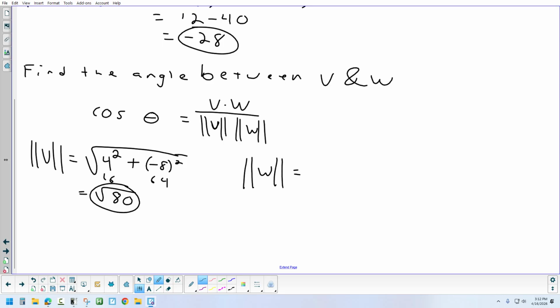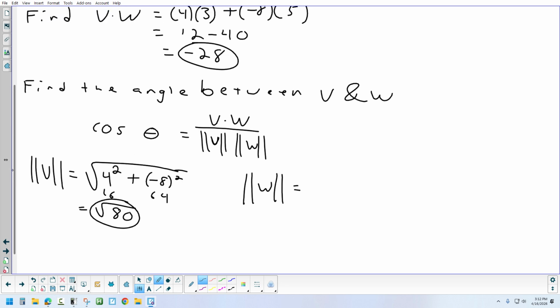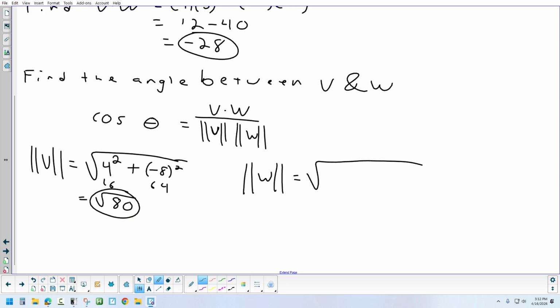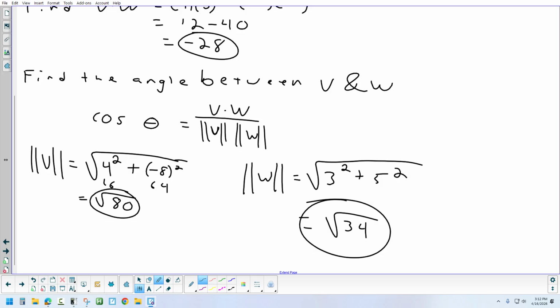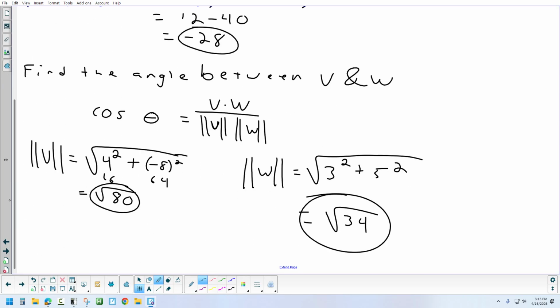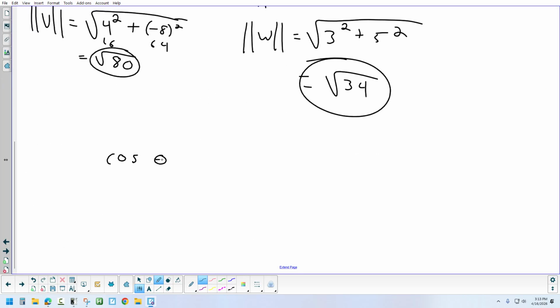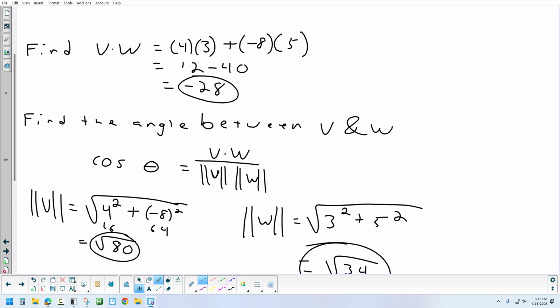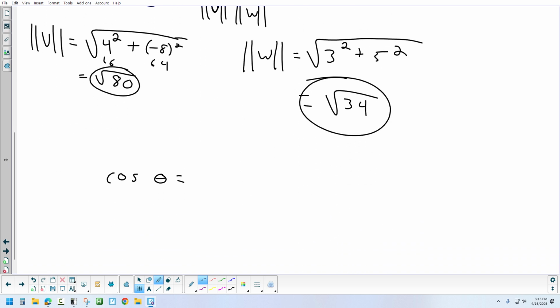And how about, Travis, what's the magnitude of W? Square root of 3 squared plus 5 squared, which is the square root of 34. Yep. Okay, fill it all in now. Cosine theta equals the dot product over the product of the magnitudes. Dot product was negative 28. And the product of the magnitudes is square root of 80 times square root of 34.